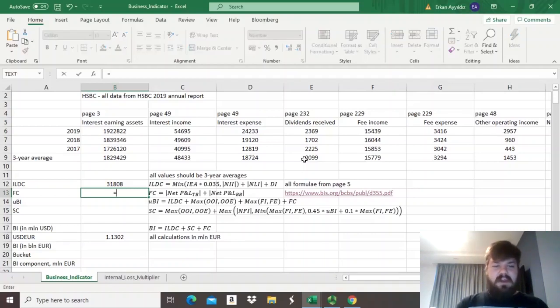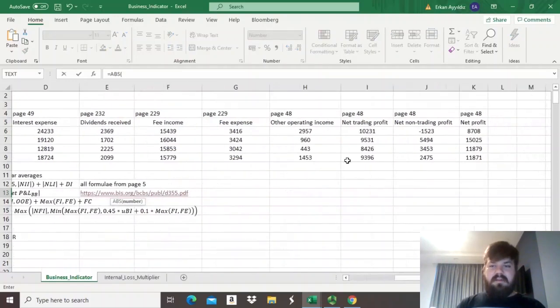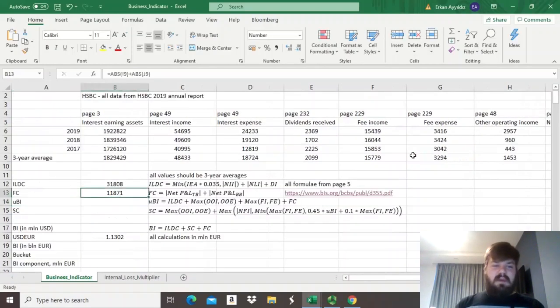So without further ado, we can just sum the absolute value of the average trading profit over the past 3 years and the absolute value of the average non-trading profit over the past 3 years. And we can see that the financial component is almost $12 billion. Now we can calculate the unadjusted business indicator, that is, unadjusted for the services component.